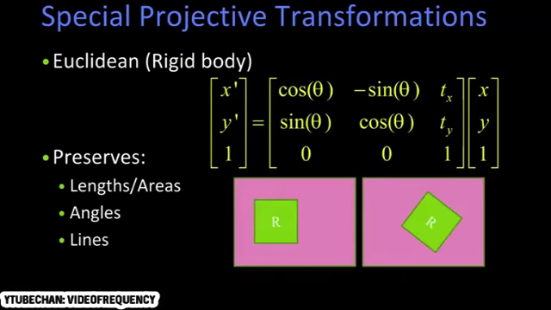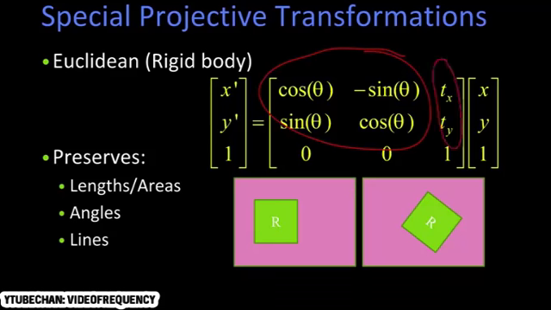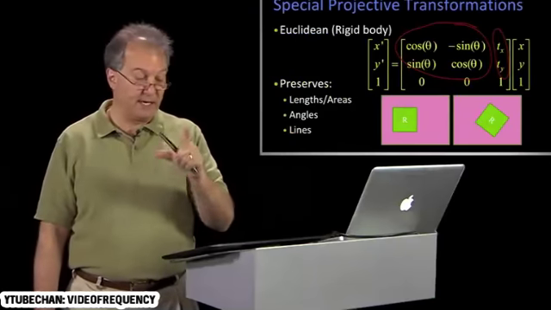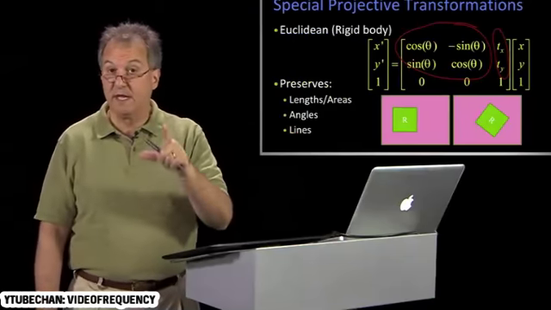A rigid body transformation can be represented this way as well. It's called Euclidean or rigid body. Now, instead of having a pure identity matrix, we have this rotation matrix. So we can rotate in the plane, and we can translate. So we have 3 degrees of freedom here. Again, we've maintained a rigid body, so lengths and areas are all preserved, angles are preserved, and lines are preserved.